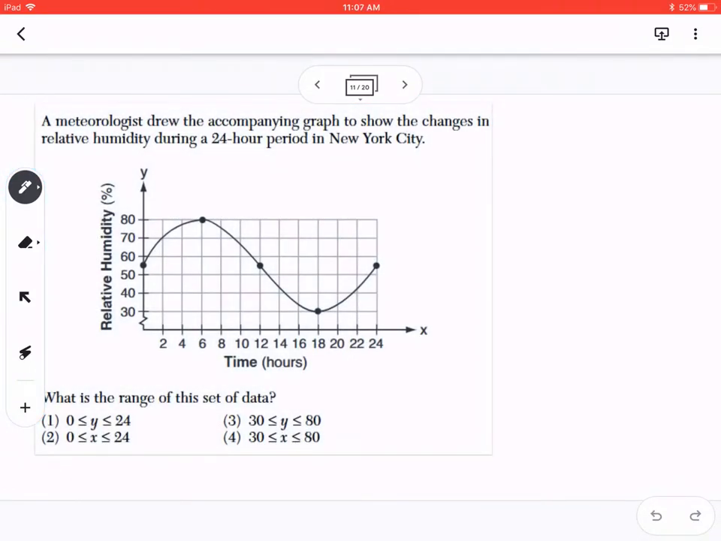A meteorologist drew the accompanying graph to show the changes in humidity during a 24-hour period of time in New York City. Our input is the time in hours. Our output is the relative humidity as a percentage.